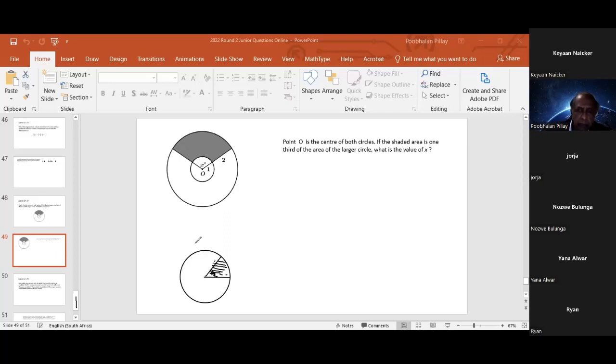So if you make all these 45, create several 45s, you'll get 8 of them. 2 45s is 90. So you got 8 exact areas because all of them are 45, 45, 45. So this area is 1/8 of the area of the circle.